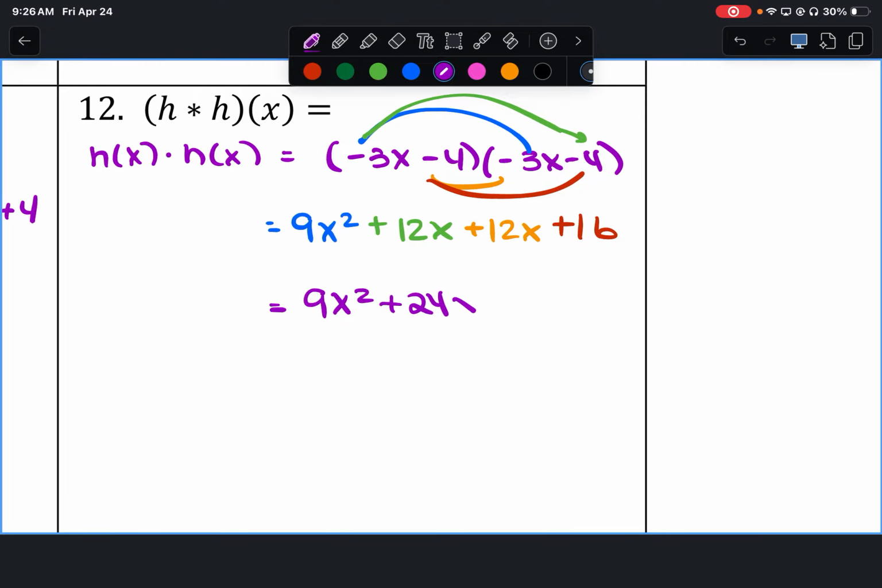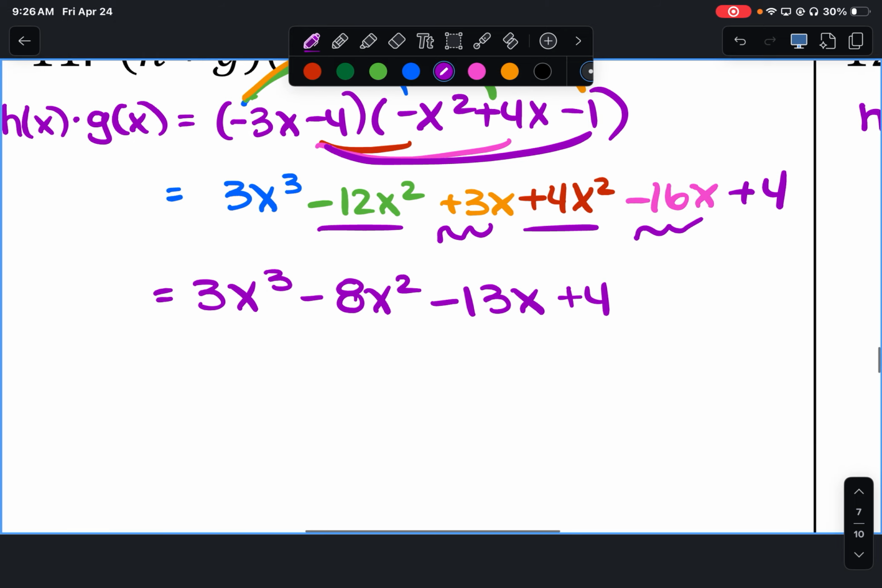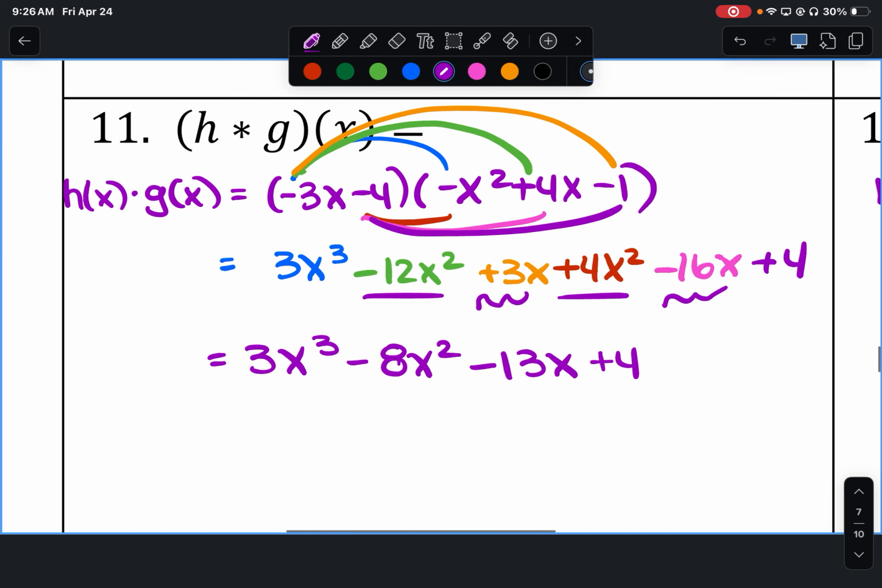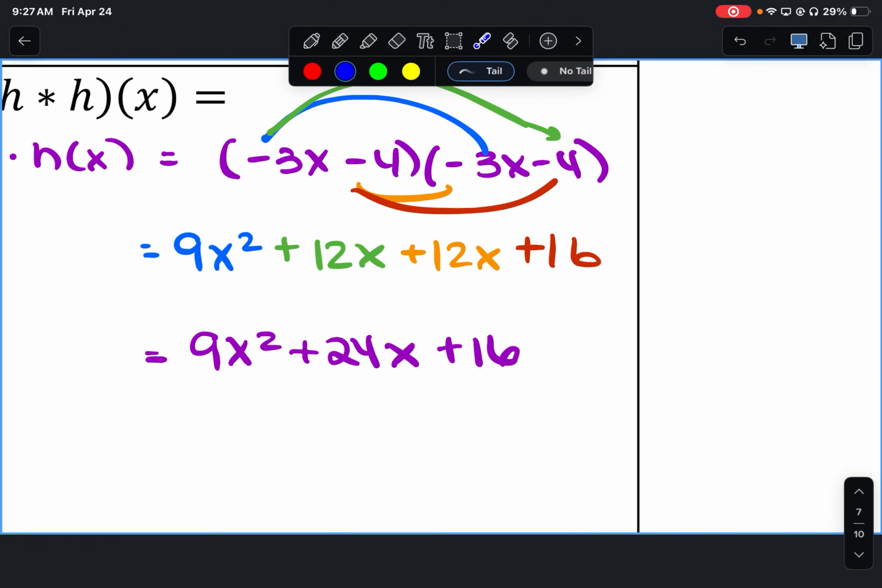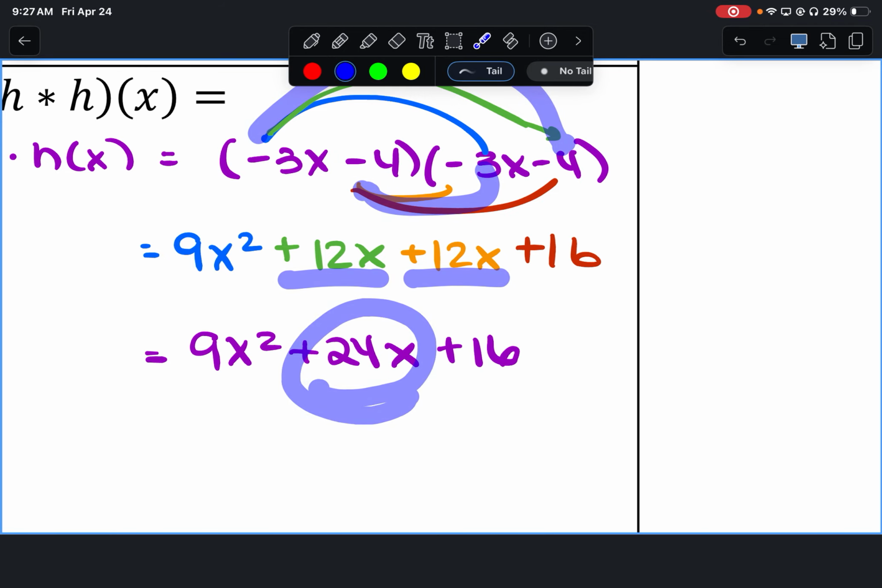All right, what did y'all get for the answer for number 11? That is exactly right. All right, what about for number 12? 9x squared plus 16. We should have something in between the 9x squared and 16. 24x. Okay, because when we distribute this here, we have a negative and a negative, which makes it positive, and a negative, which makes it positive. So we have 12x plus 12x, which gives us 24x as our middle term.